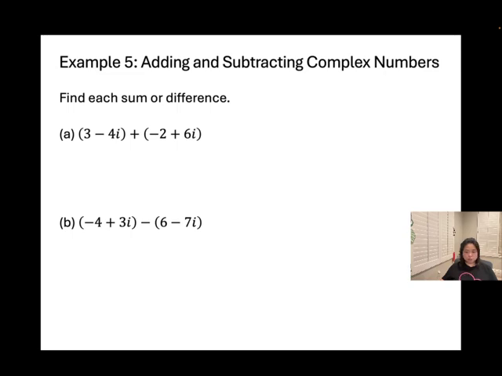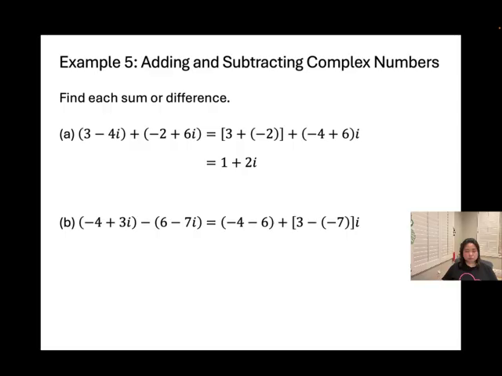You could think about just like combining like terms. Okay, so real part will be the like terms, imaginary part will be the like terms. So when you add it up, you should get 1 plus 2i. B, you should get negative 10 plus 10i.